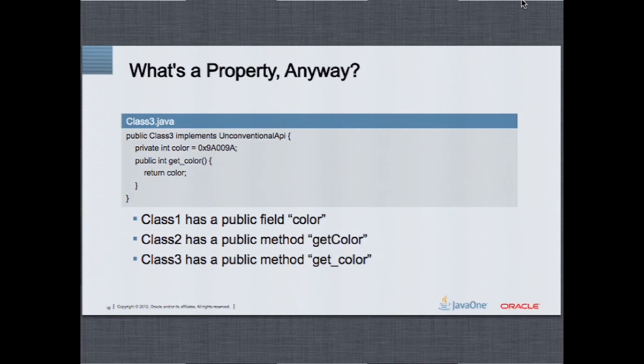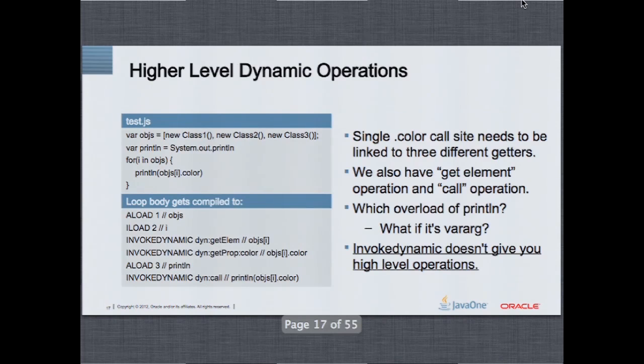Or you can even have something completely wild, a class that implements a marker interface, unconventional API, that will tell it that, hey, I will be using some completely different naming scheme for my methods, and maybe it will be using get underscore and no capitalization. And again, when you say object.color, the runtime should still be able to somehow figure this out.